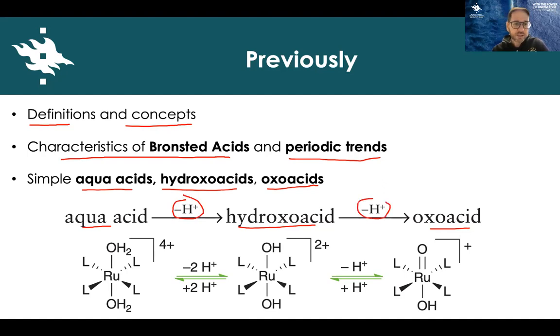In the aqua acid, the acidic hydrogen is present in a water molecule bound directly to the metal site, for example. In the hydroxyl acid, the acidic hydrogen is in the hydroxyl group bound directly to the metal. And then the oxo acid also has the acidic hydrogen in the hydroxyl group bound to the metal, but in this case, we also have an oxo group bound to the metal as well.